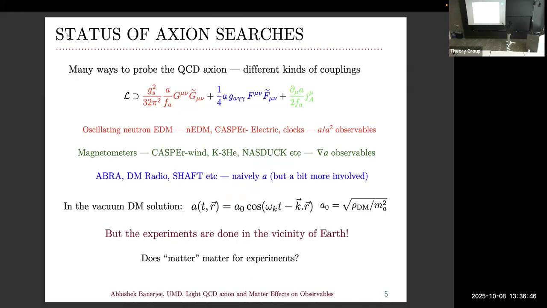So this a over f, G G-tilde, this is the coupling. This is the defining coupling of the QCD axions. I'm guessing everyone is familiar with this. I haven't even given an intro.